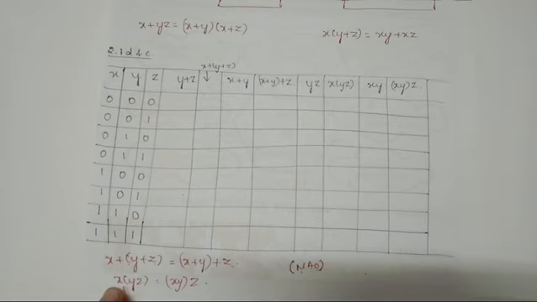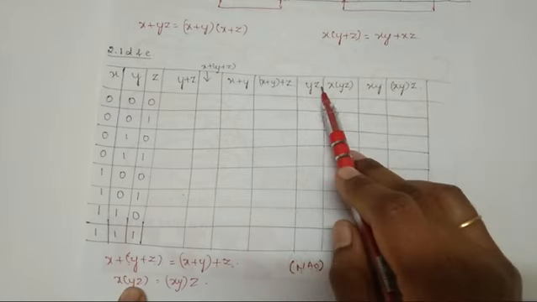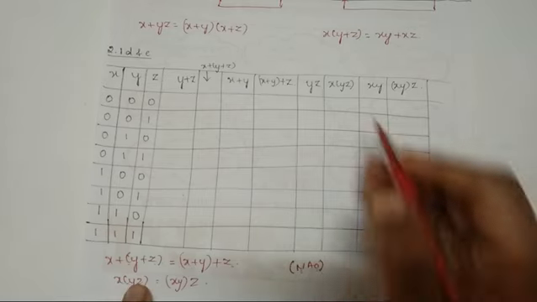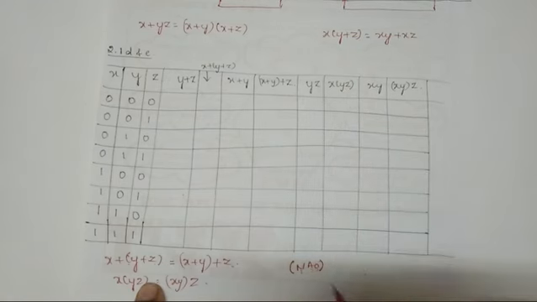Similarly for this, x into (yz). Okay, the contents in the bracket, that is yz, have to be evaluated first. Is there any NOT gate? No. Is there any AND gate? Yes. x into yz. Is there any OR gate here? No. So we will leave.